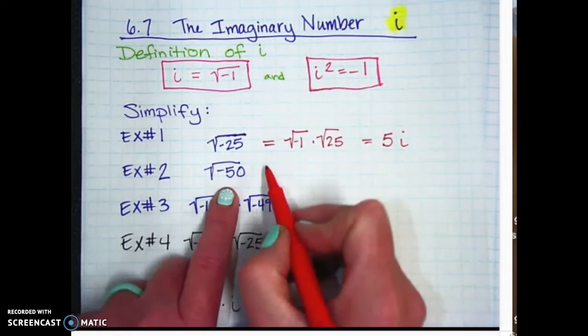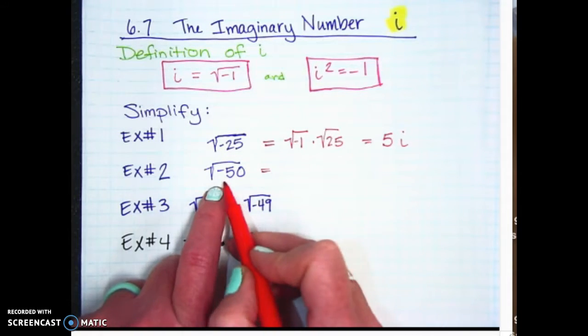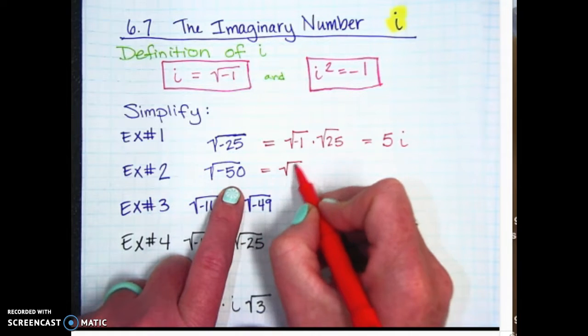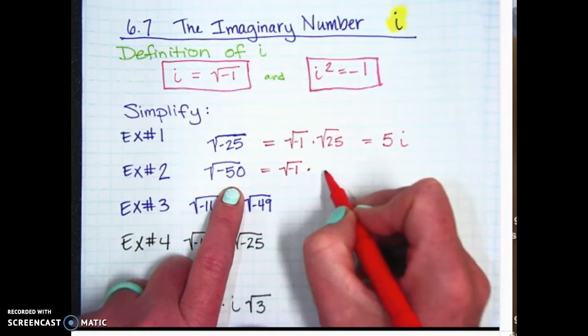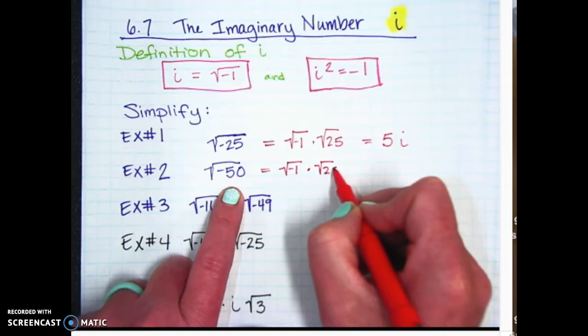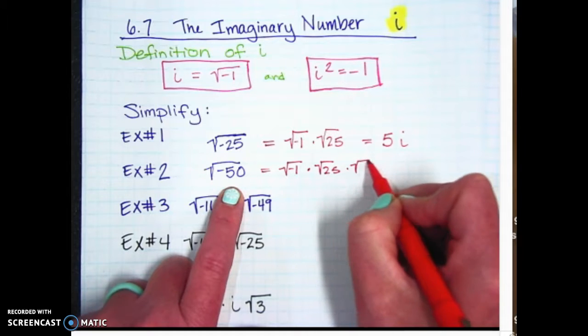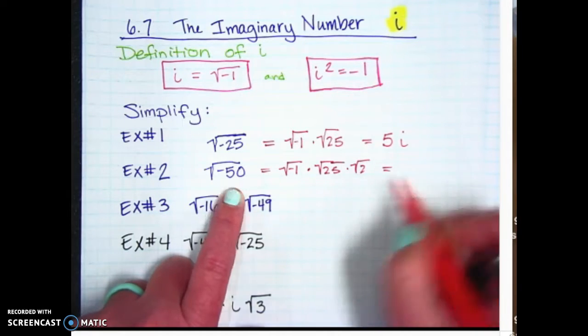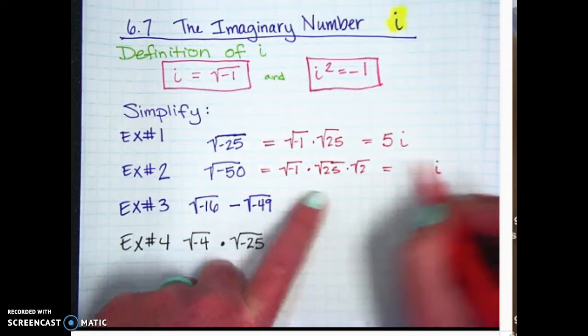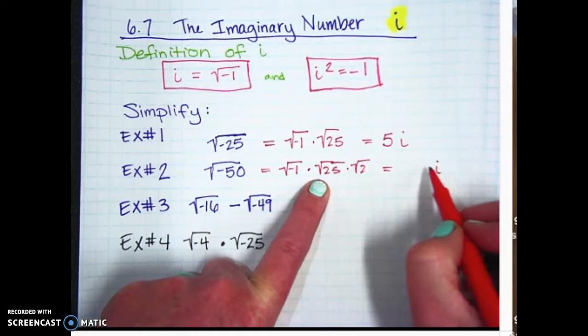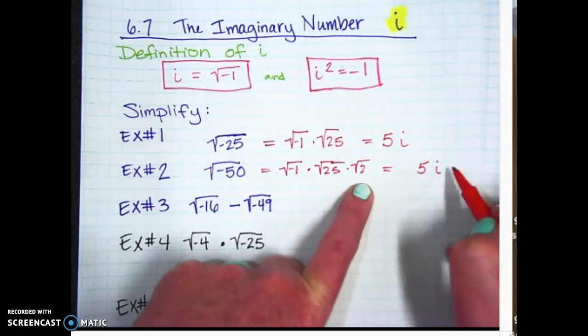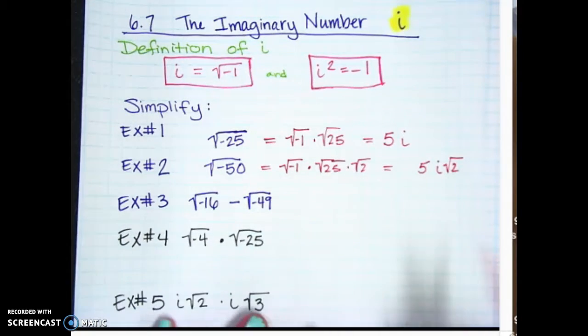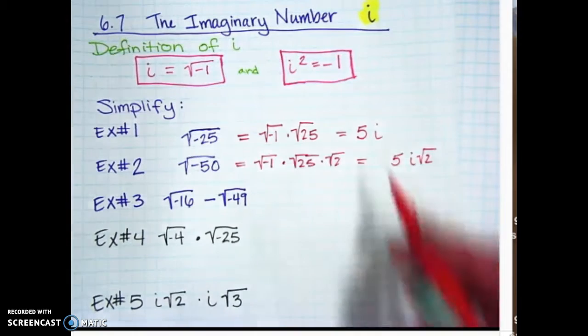Example number 2. We're going to rewrite the square root of -50 as the square root of -1 times the square root of 25 times the square root of 2. Square root of -1 is I, square root of 25 is 5, and the square root of 2 can't be simplified, so it stays under the radical. Okay.